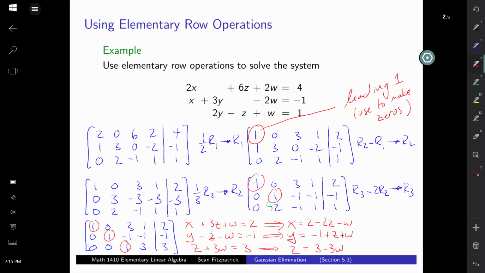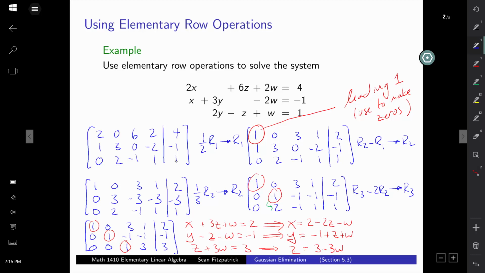Now, one of the things I can do here, if I wanted to continue with this, we're going to leave it at this for now. But if I wanted to continue, what I could do is take this value for z, right, and stick it in here. Then y would be written in terms of w only. Then I could take this value for z and stick it in here, and then x would be written in terms of w only. In fact, let's do that.